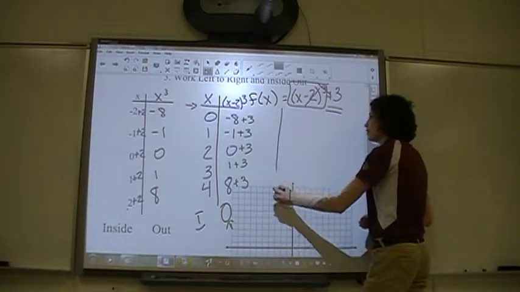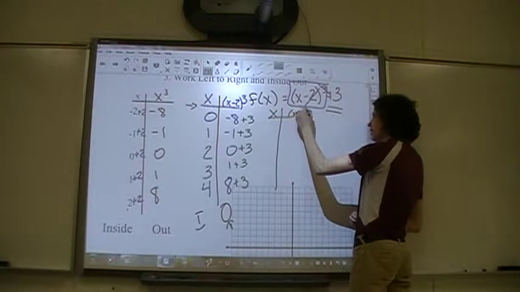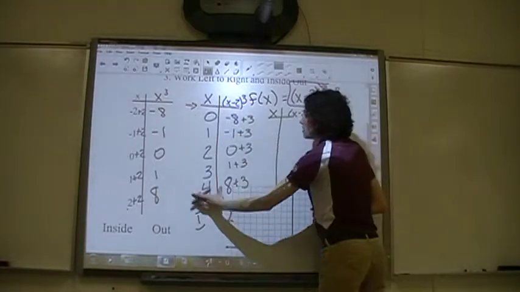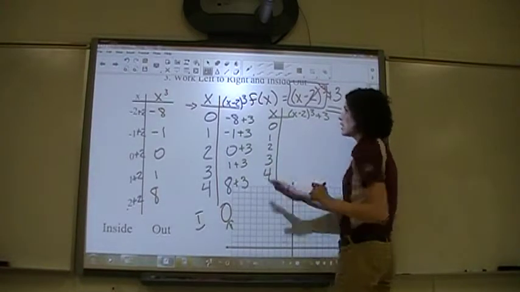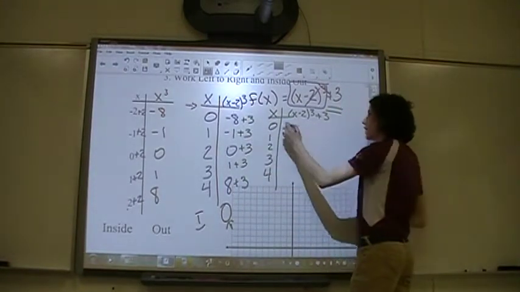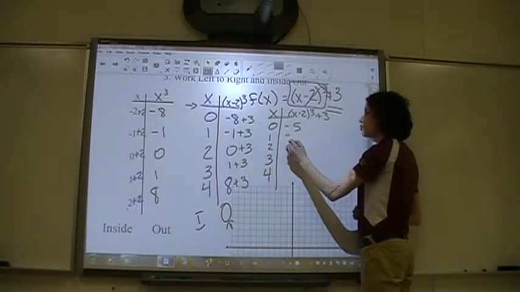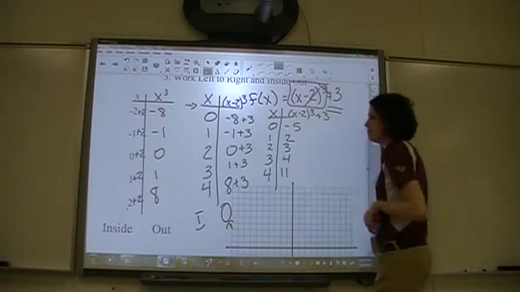So I have my t-chart, I have x, and then the thing that I just did was x minus 2, cubed, then I'm adding 3. So keep these numbers the same, 0, 1, 2, 3, 4. Now I need to add 3 to all of these, so I'm going to have -5. -1 plus 3 is going to give me 2. Then I have 3, 4, and 11.